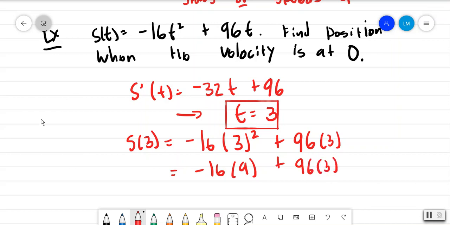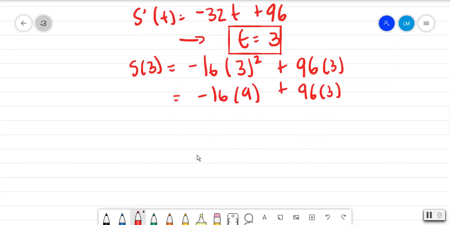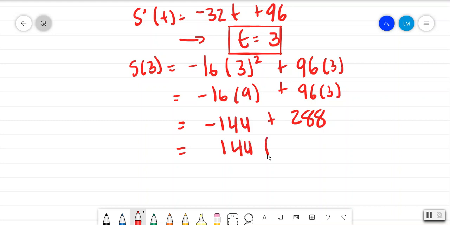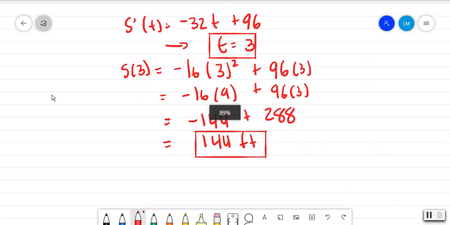That gives you minus 144 plus 288, which gives you 144. So when the velocity is 0 after 3 seconds, it's going to be at 144 feet.